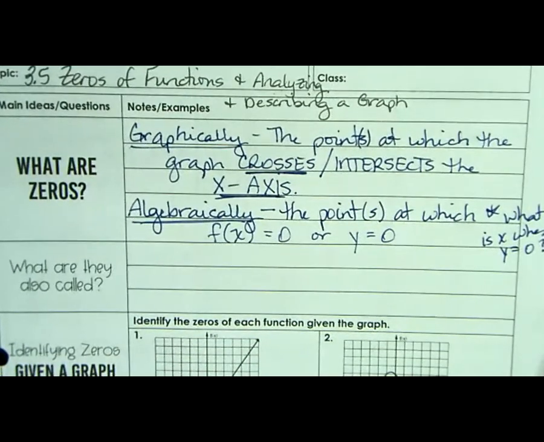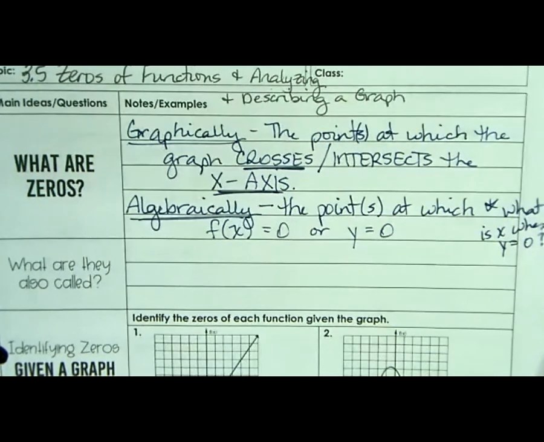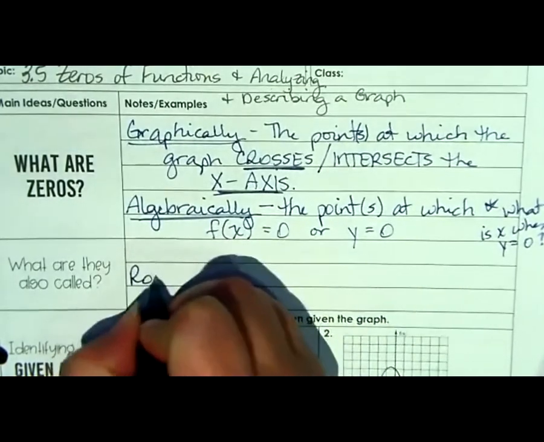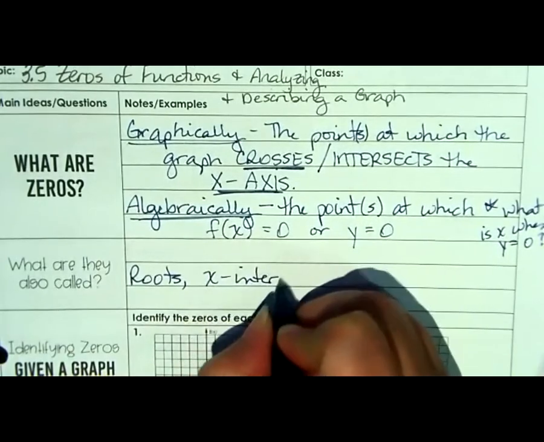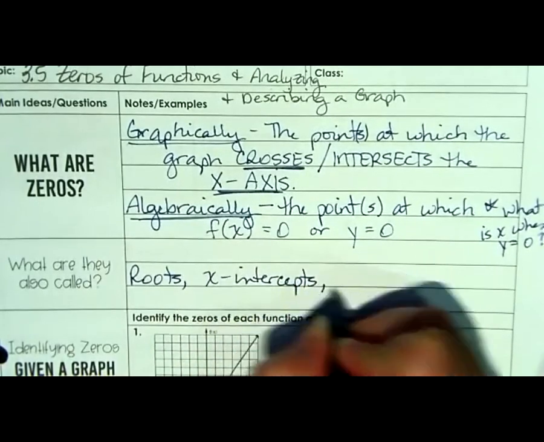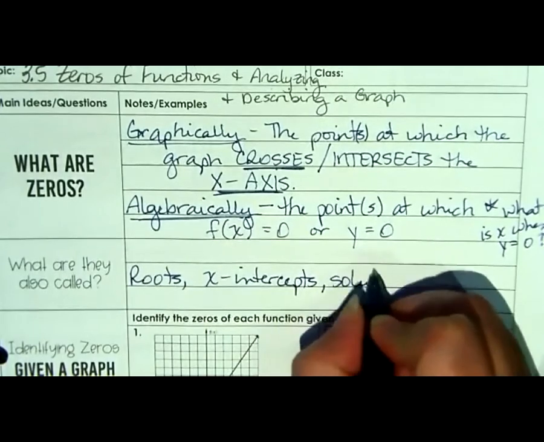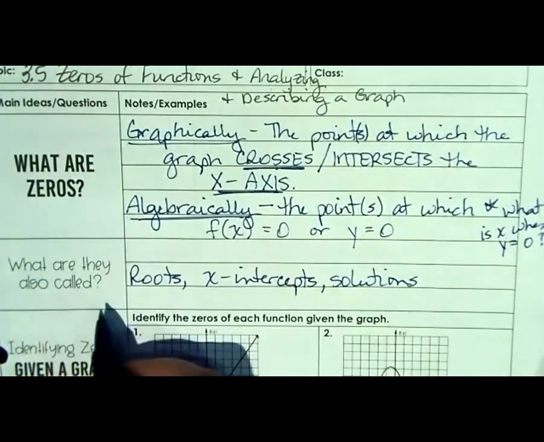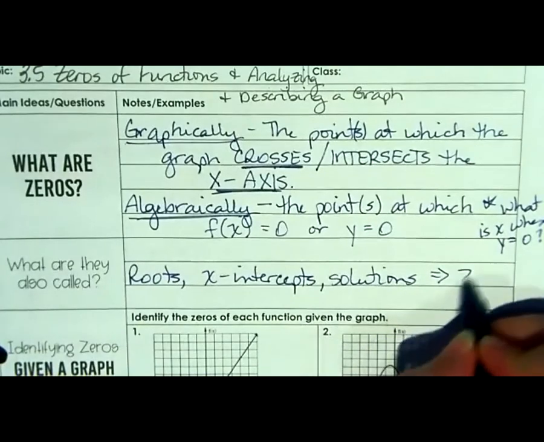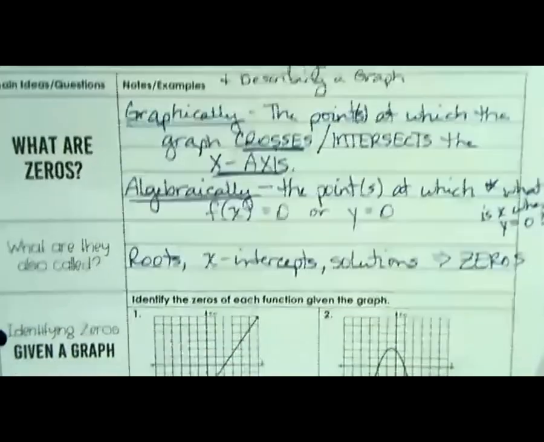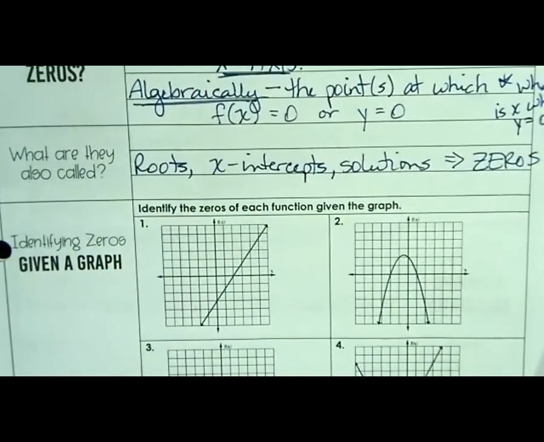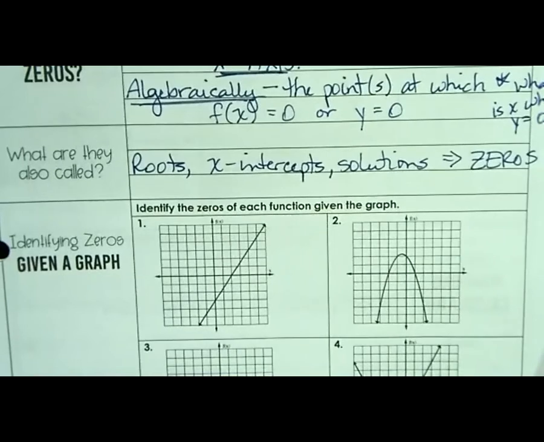What are they also called? These are other words that mean the same thing. So when we're talking about zeros, that's the same as talking about the roots, the x-intercepts, and it's also called the solutions. All of these are the same thing as the zeros. They mean the exact same thing. Those vocabulary words are interchangeable. All right, so now let's look at what the answers are going to be.